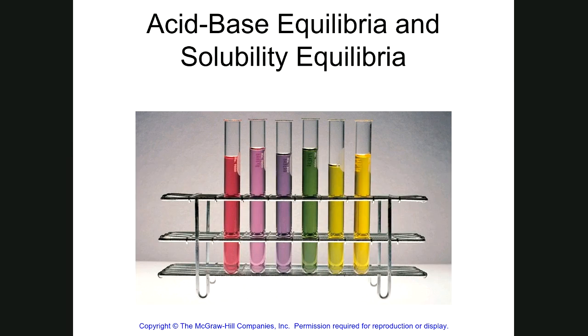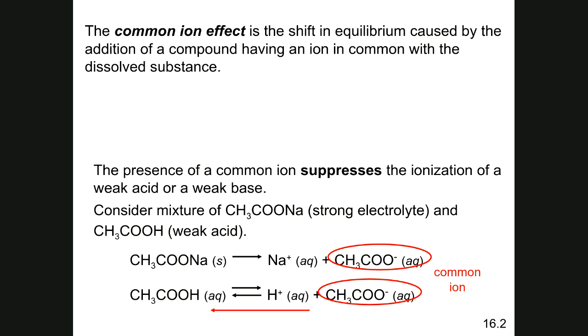We are still on equilibrium, but now it is the equilibrium for reactions other than just acid-base. Last time we talked about acid-base, and now we are looking at the factors that could affect the equilibrium. One of the factors that could affect the equilibrium, when we have this equilibrium for a weak acid, because it reaches equilibrium, is the common ion.